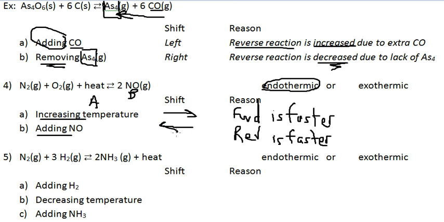So by identifying where the stress is, and then is the stress an increase or a decrease, this is going to allow students to identify which reaction rate is affected and how it's affected, and then identify the shifts.